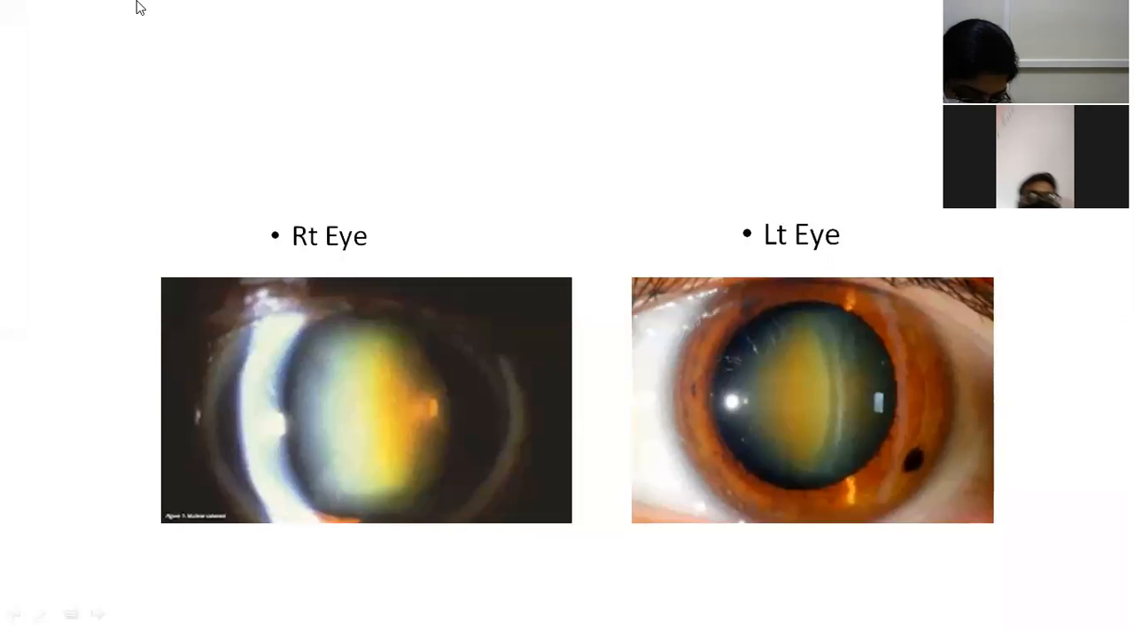Yes, A-scan power of the lens, ma'am. No, the A-scan is done for axial length, the axial length of the eyeball. Okay. Yes, ma'am. So you require those two parameters to calculate the IOL power.